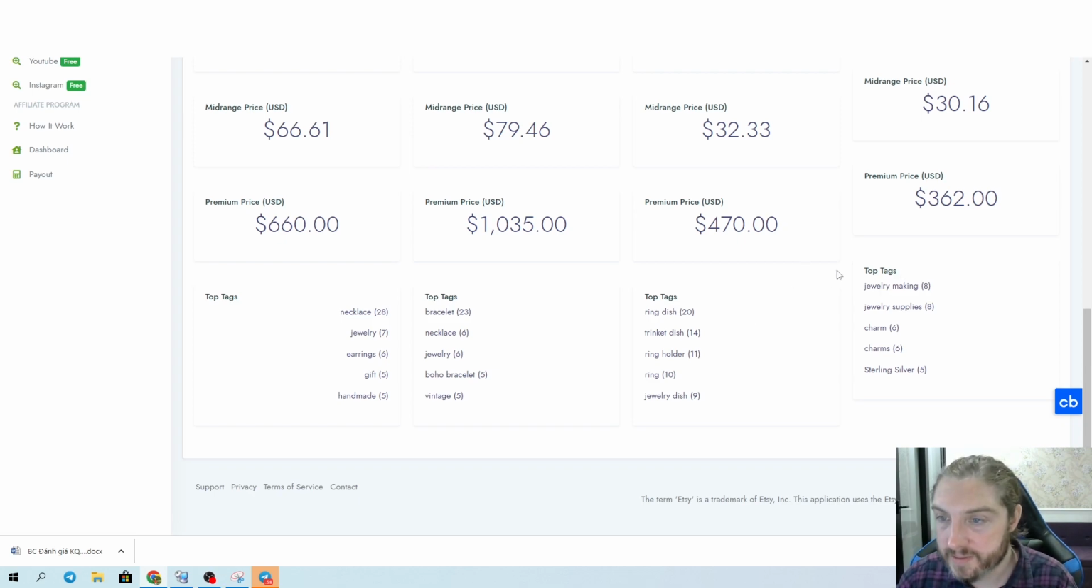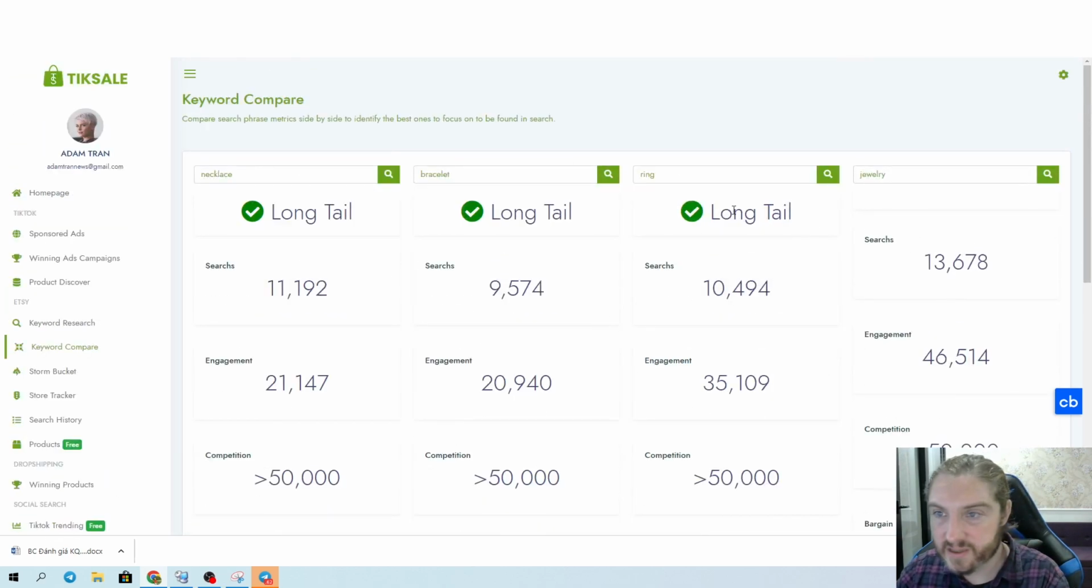And then jewelry, we've got actually the top tags are to do with making jewelry or jewelry supplies. So again, Etsy can be a really good place for selling supplies for people that are making the products as well. So really good. So this is the end of this feature. This is the keyword compare, where you can compare these different products. Actually, I'll do one more example, and I'll do 2 long tail keywords to compare.